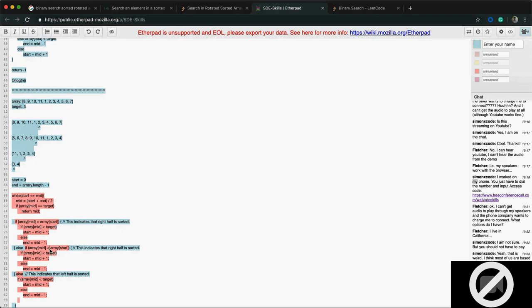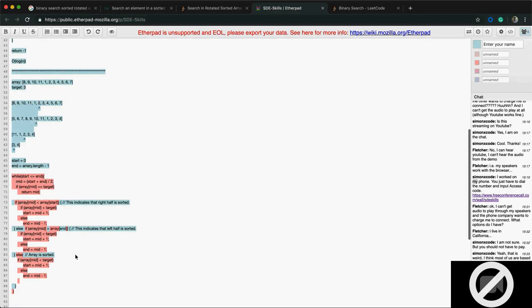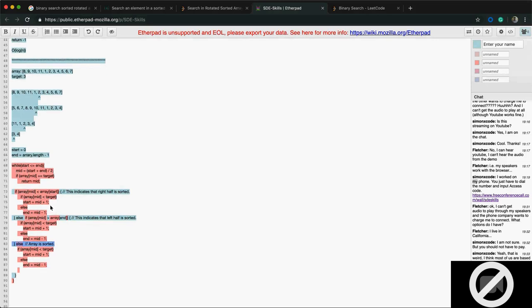If array of mid is greater than array of end, yes, array of end, this means the left half is sorted. Or in the else condition, this means the entire array, whatever array we are looking into, is sorted. So these are three base conditions that we have to first verify, and based on that we can set the start and mid.